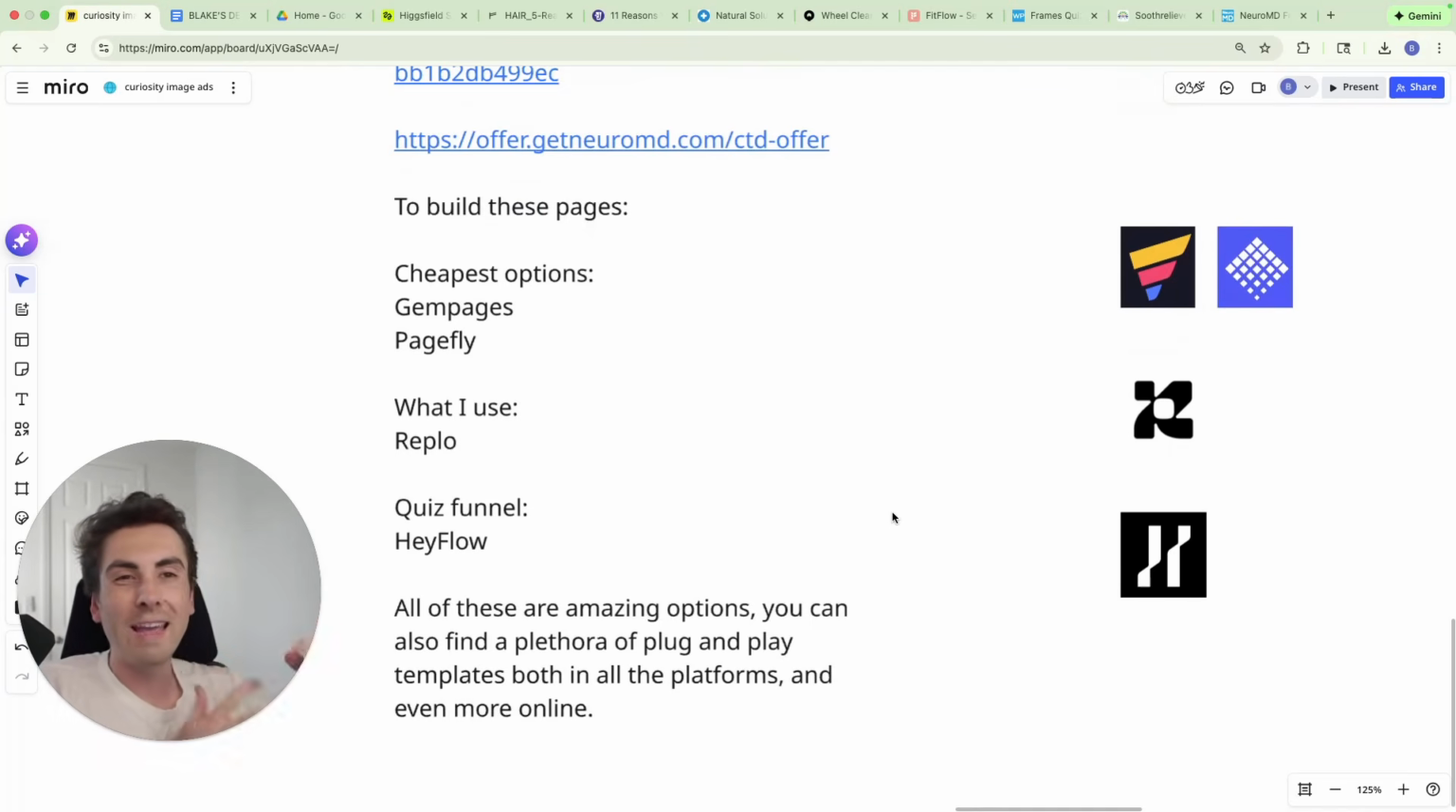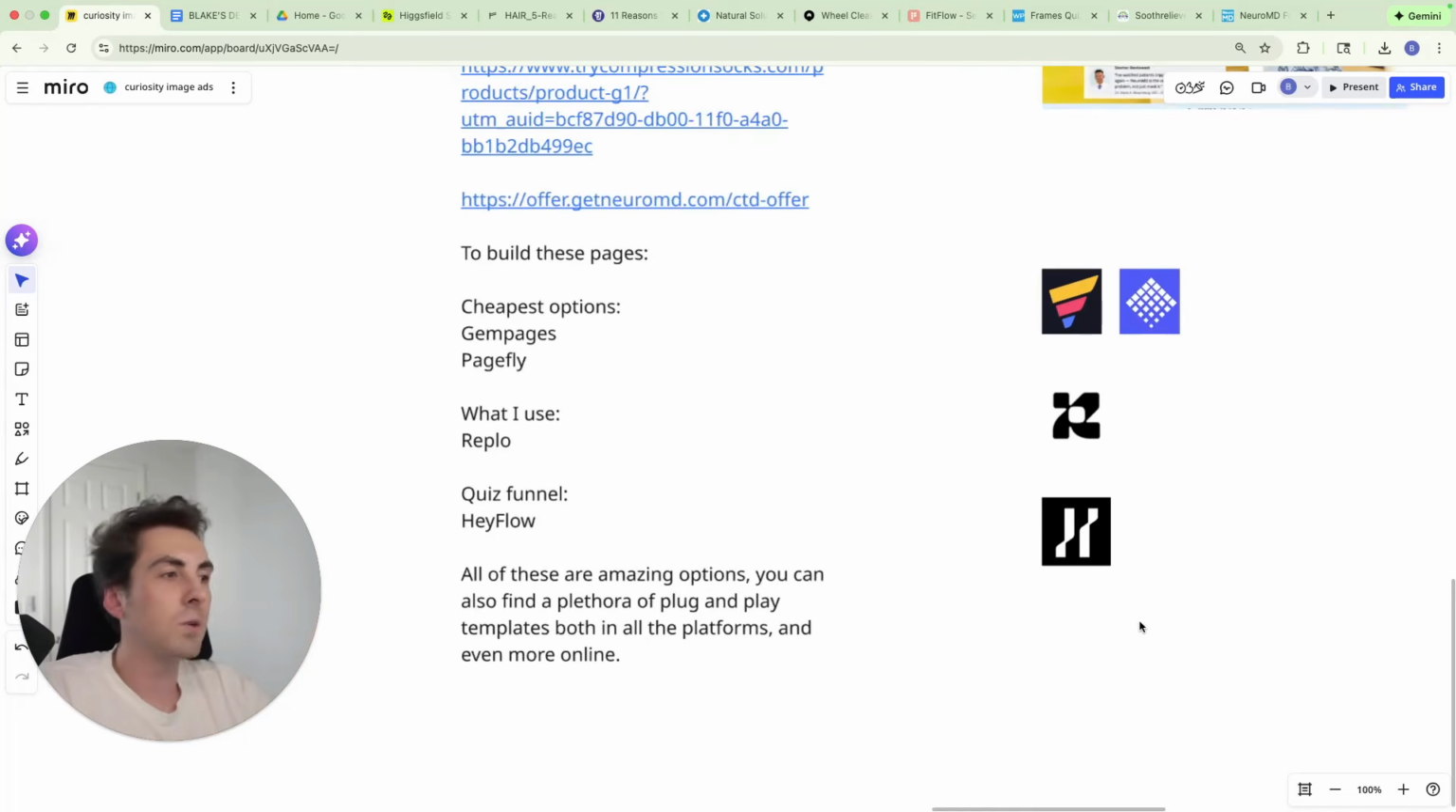For a quiz funnel, you want to use Hayflow. It can get very expensive. A quiz funnel wouldn't be the first thing that I would test.